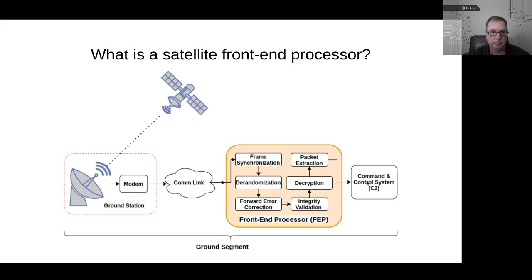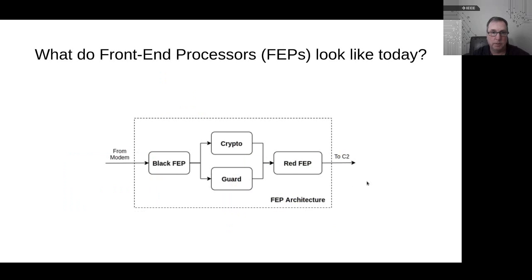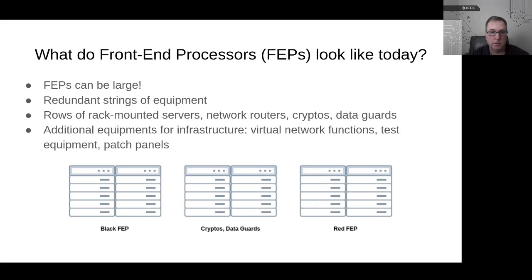After the integrity is validated, the data is decrypted and packets are extracted, which are then forwarded to the C2 system. FEPs are typically software-based and are composed of multiple computer systems. There's usually a black side FEP that works on the encrypted or ciphertext data, and a red side FEP that works on the decrypted or plaintext data. In between these are cross-domain solutions such as cryptos and data guards. FEPs can be quite large in total, since they are usually composed of multiple strings of equipment and include additional equipment for the infrastructure. So they can have a large footprint in the control center consisting of multiple rows of rack-mounted servers.